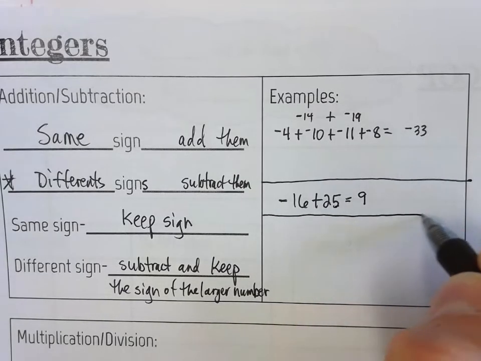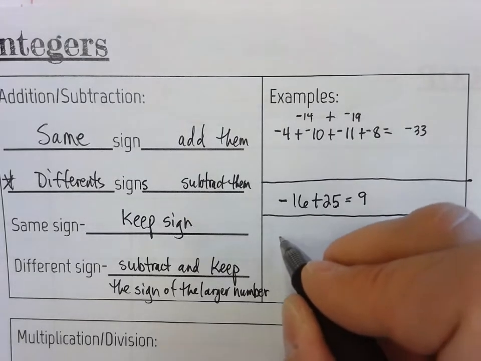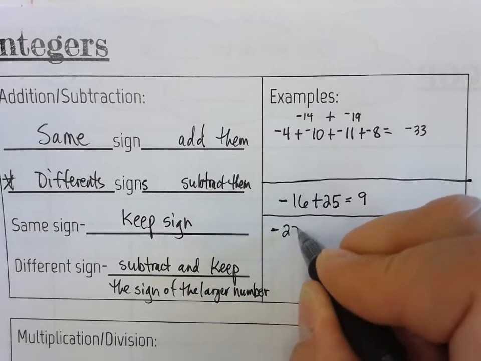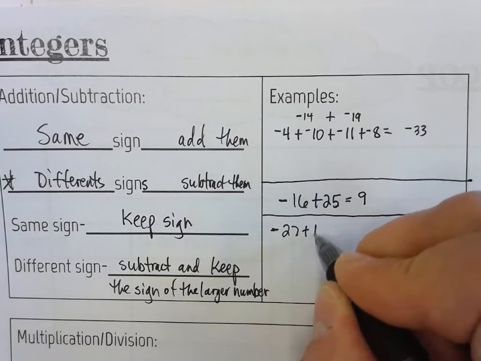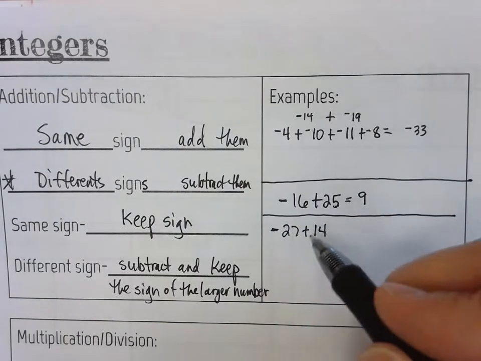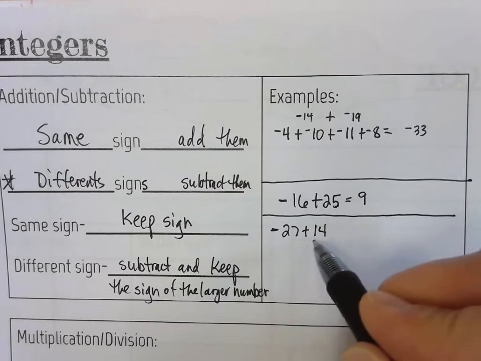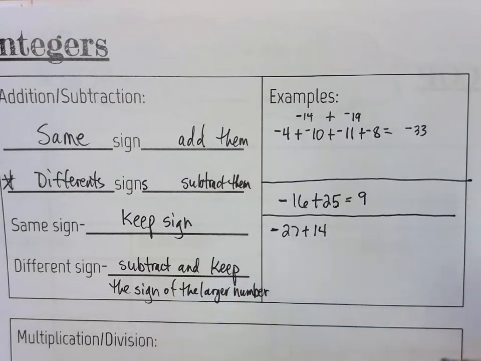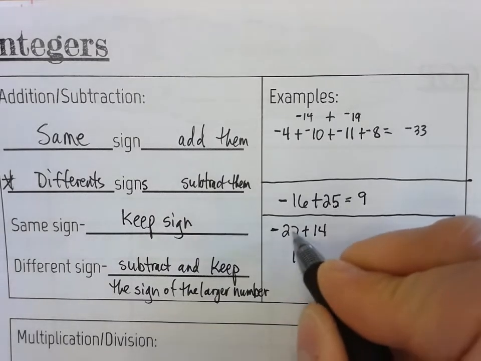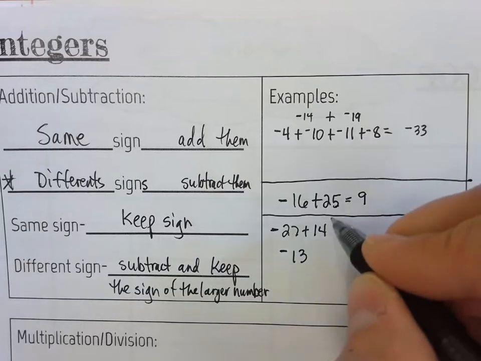Let's come to one where you've got some subtraction or addition, but the negative one's bigger. Let's say you've got -27 plus 14. Again, those are different signs, so we're going to subtract them, and we want to keep the sign of the larger number. If I subtract those, that gives me 13. My bigger number is -27, so that is going to equal -13.